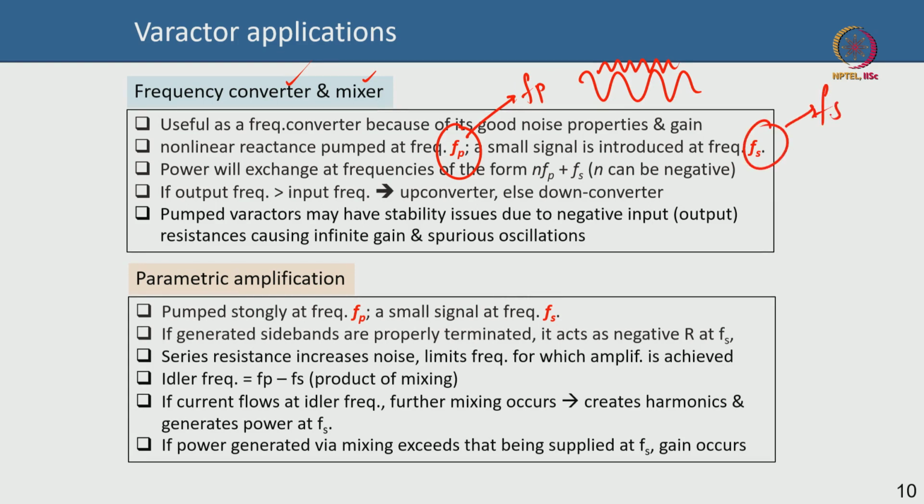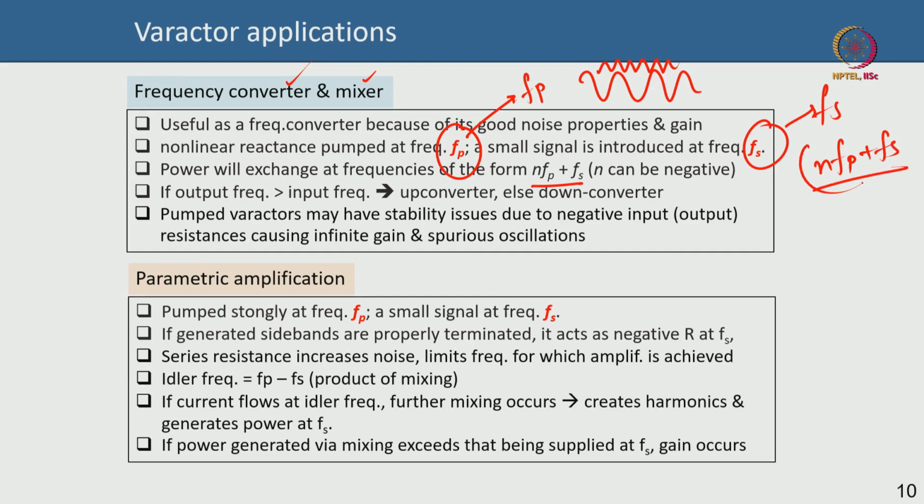This is your signal frequency, this is your pump frequency. Because the two frequencies are coming in at a varactor, which could be a 2-terminal device, you are basically feeding into the same port. So what happens is that you are bringing in two frequencies, and they will mix. You can get frequencies of the form n fp plus fs, where n can be negative.